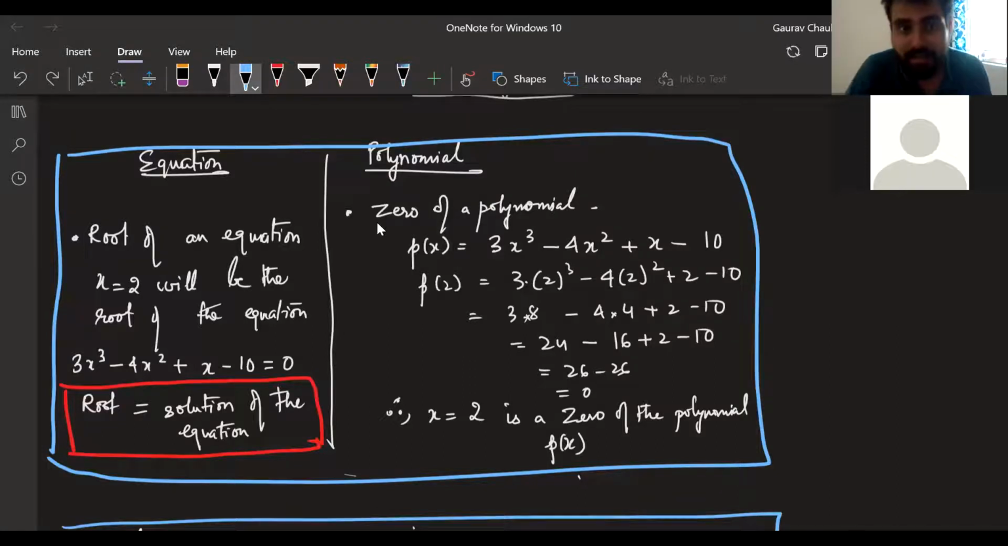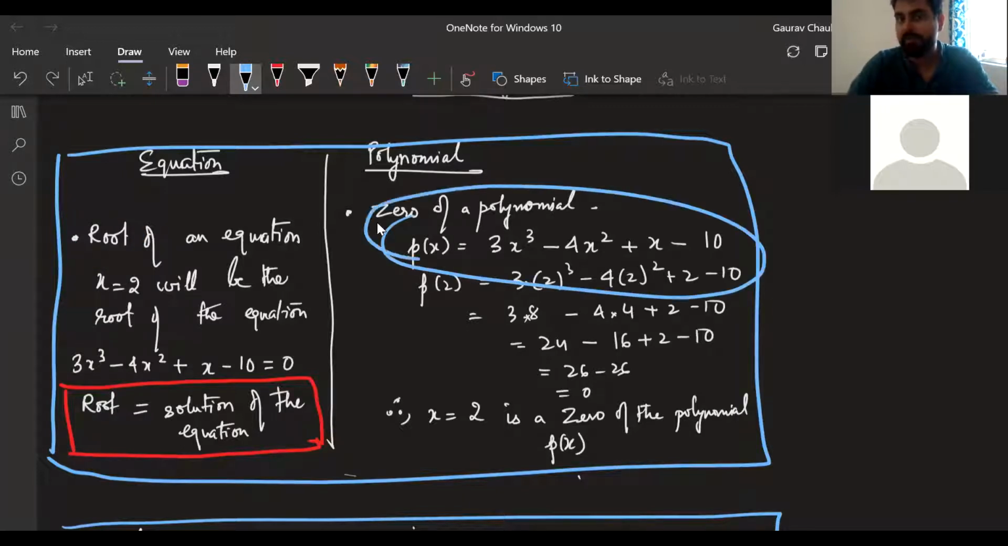But the word root is used only in place of an equation. That equation itself will be like some polynomial equal to zero. That's a different matter. But this is not an equation. This is a polynomial, and this is a name of a polynomial.